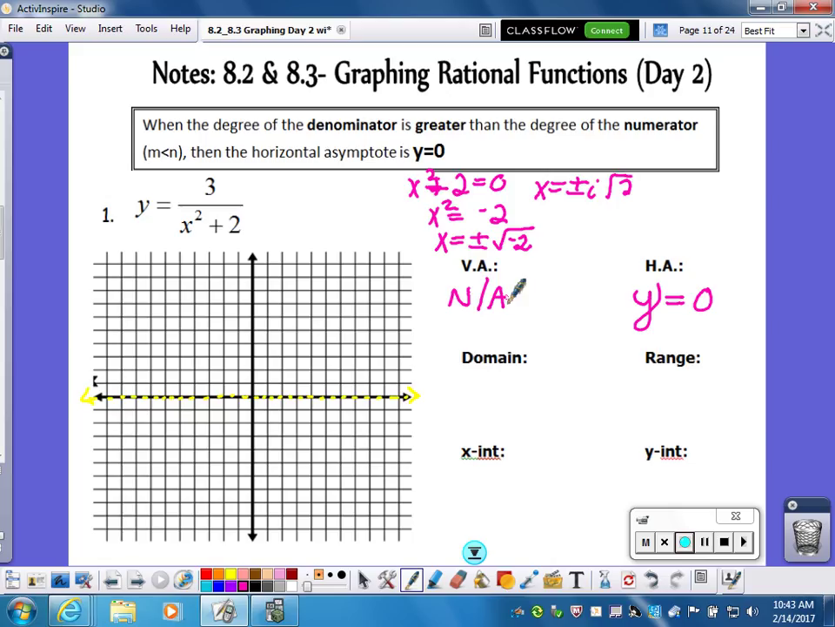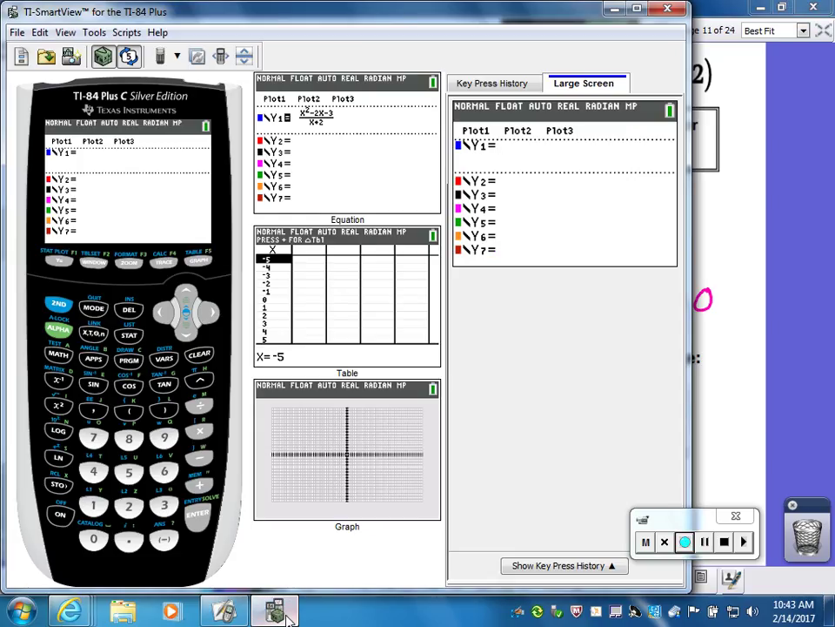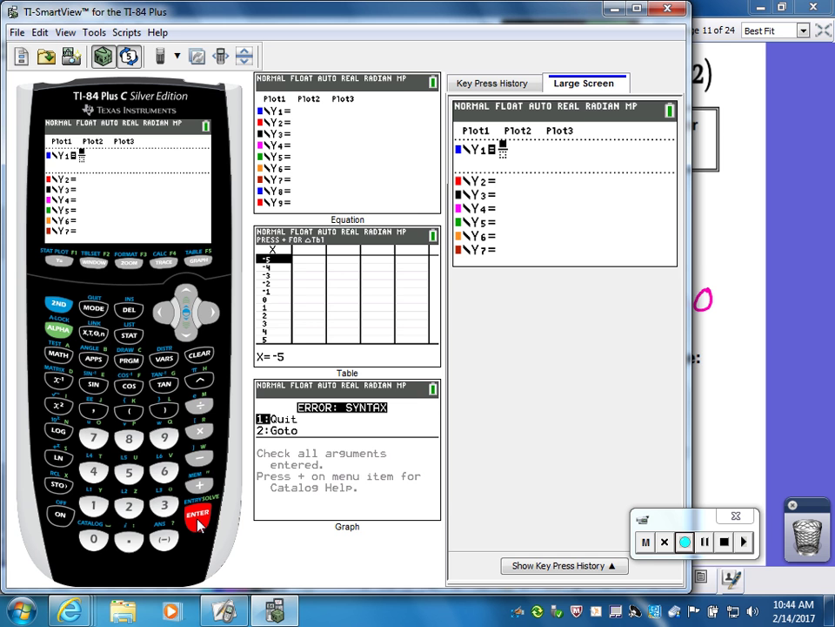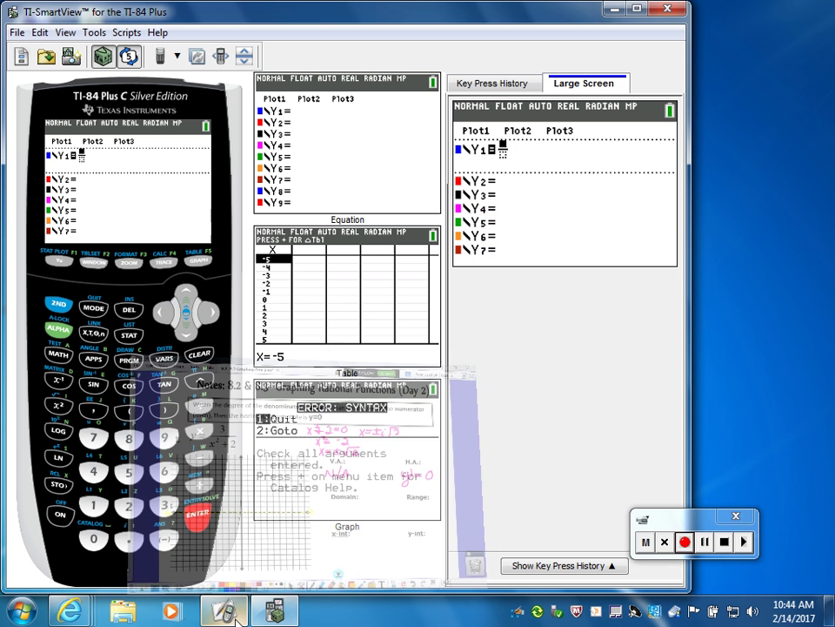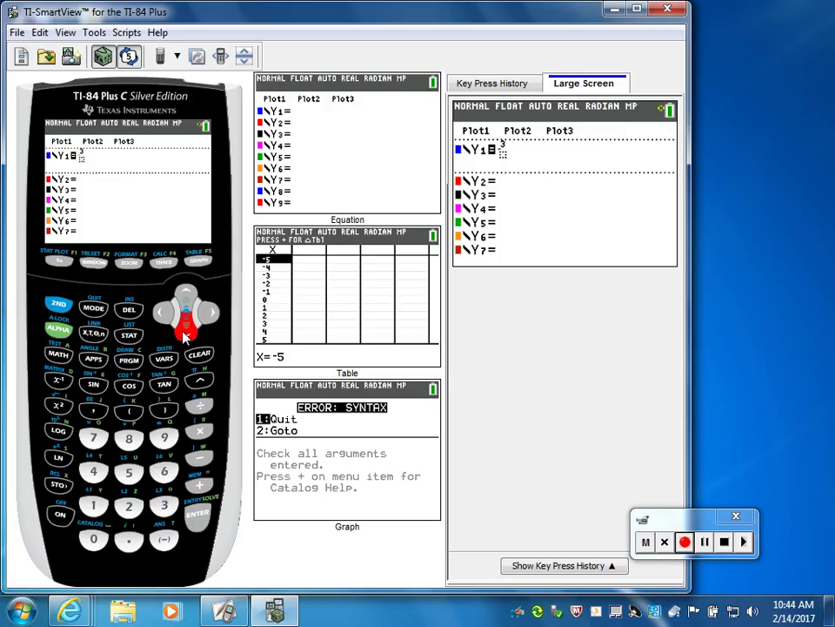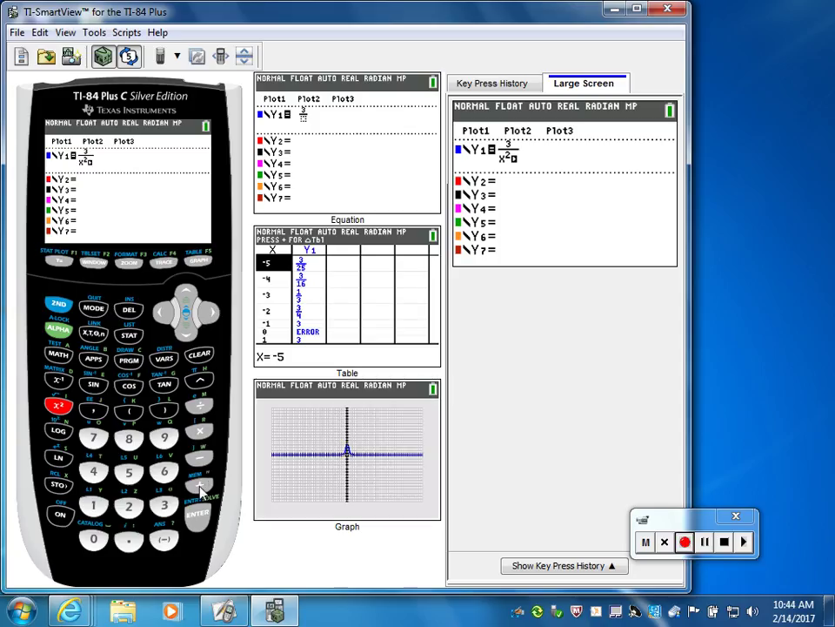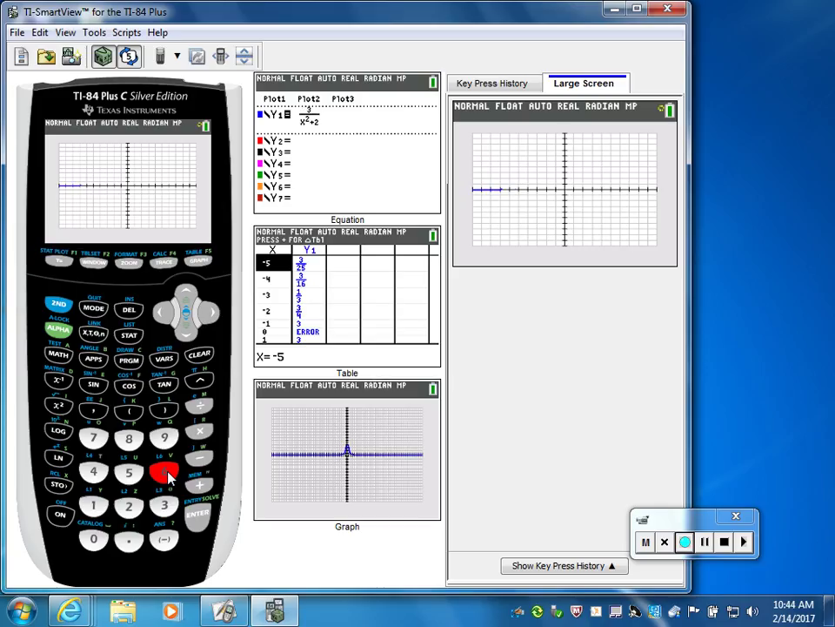So once you've figured out your vertical and horizontal asymptotes and you're given a calculator, I always suggest go to the calculator and let's type this graph in and see what we get. So you do alpha y equals, allows me to get a numerator and denominator, and then I type in your graph. So we have 3 over x squared plus 2. And then we do zoom 6. So let's look at this graph.